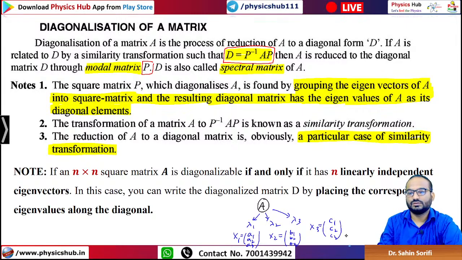Then you just need to group these. So this P will be found by grouping a1, a2, a3, b1, b2, b3, c1, c2, c3. Once P is found, you can easily find P inverse. Then if you find this product P inverse AP, you will get the diagonalized matrix. In the diagonalized matrix, ultimately you will only have the diagonal elements. Diagonal elements will be there, all other elements will be 0.